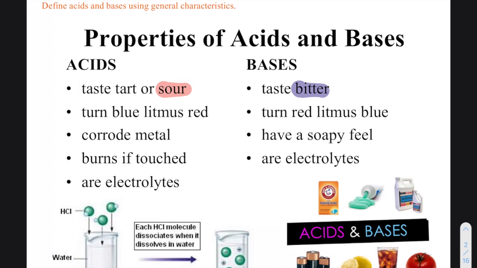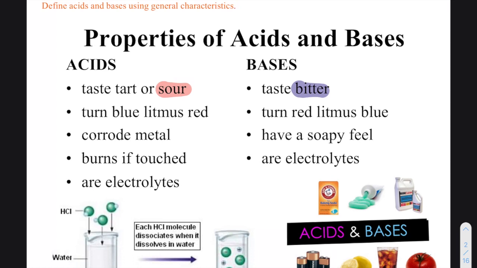So if you notice, acids usually taste sour and bases taste bitter. You know this because lemon juice is considered an acid. Citric acid is a very common acid, and if you've ever bitten into a lemon, you know that it's very sour. Bases taste bitter. Maybe not the best example, but soap, for example, lye would be considered a base. And if you've ever had a parent who maybe wanted to teach you a lesson and put a bar of soap in your mouth, I know I did growing up, they definitely taste bitter.